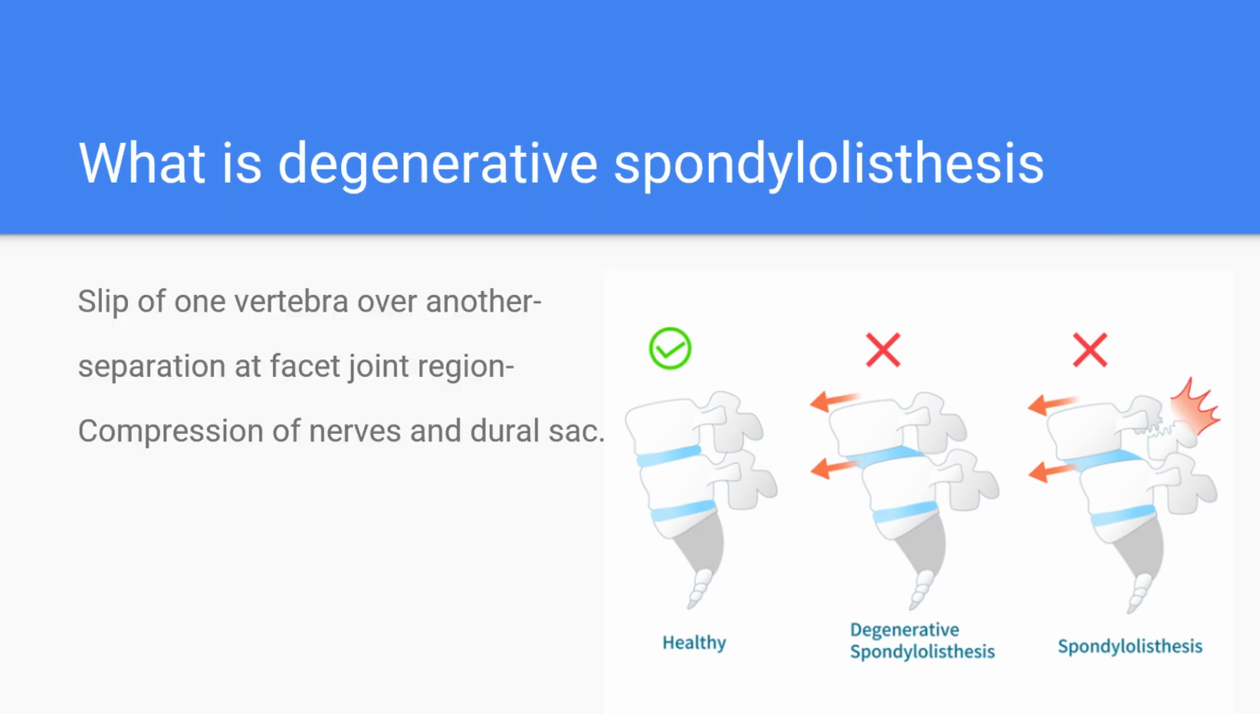Today we'll be talking about degenerative spondylolisthesis. So let's get started. So what is degenerative spondylolisthesis? Basically, this means that there is a slip.